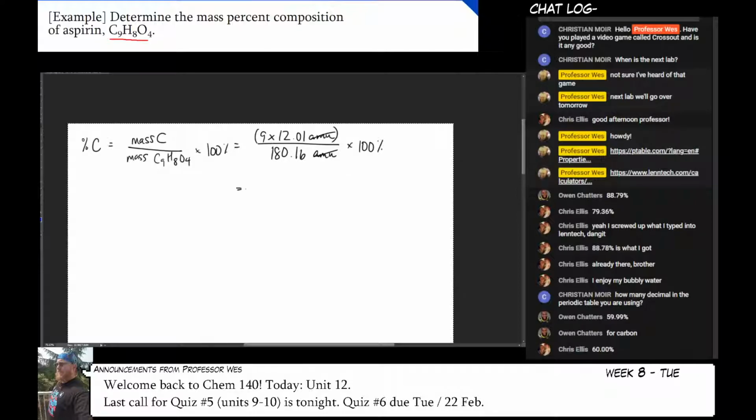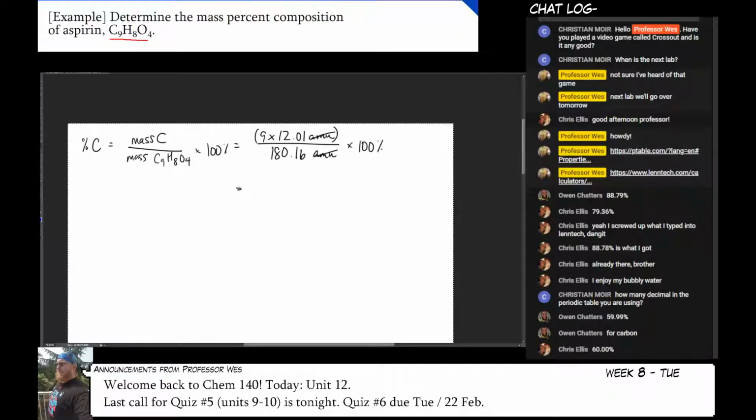All right, so 12 times 9 is 108. So roughly 108 divided by 180. I'm going to punch in all the numbers, but 59.9966696. It's a lot of 6s and 9s. 996, so I got to round it up. So 60.00%.